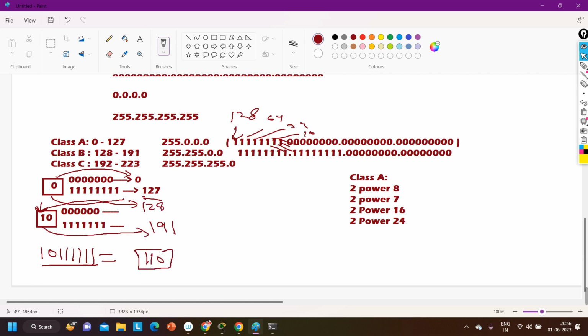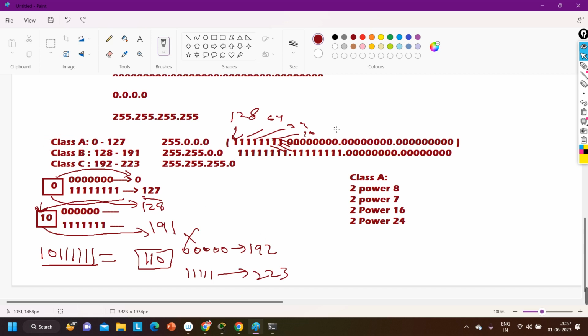In the same way, for class C we have reserved 3 bits, 110. Now how many free bits do we have? 5 only. So if the 5 bits are 0, we get 192. If all are 1, then we get 223. You can calculate it. This is how the range of each class is defined. If this is confusing for you, leave it. Just keep the range in mind.